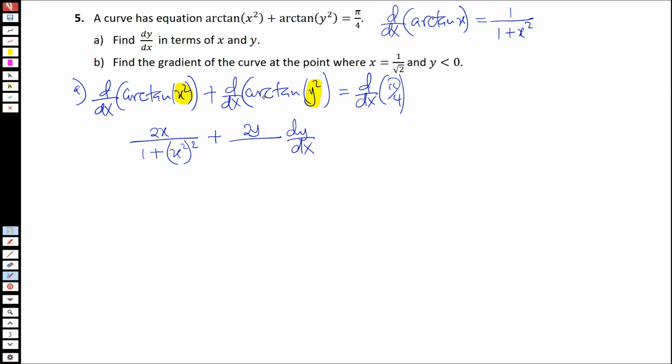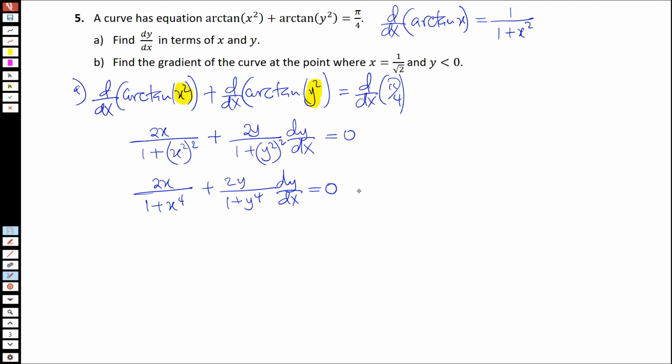But again, the derivative of arctan of something is 1 over 1 plus that something squared. So 1 plus y squared squared. Just similar to what we've done here. And that will be equal to the derivative of pi over 4, which is just 0. So here we shall end up with 2x over 1 plus x to the power 4, plus 2y over 1 plus y to the power 4 times dy over dx, and that should be equal to 0.